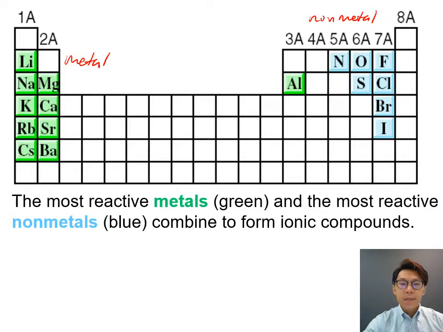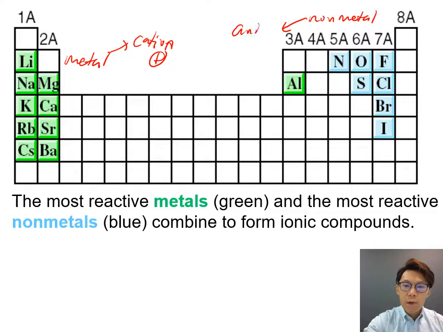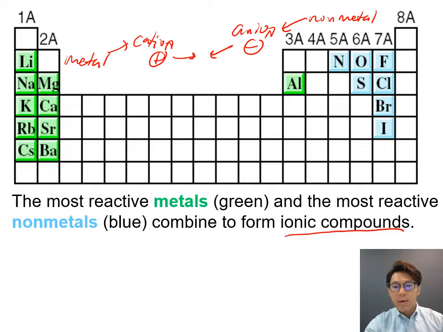The reason for this is that the metal will tend to form an ion known as a cation, which is positively charged, and the non-metal will tend to form an ion known as an anion, which is negatively charged. These two are attracted together and form a compound known as an ionic compound.